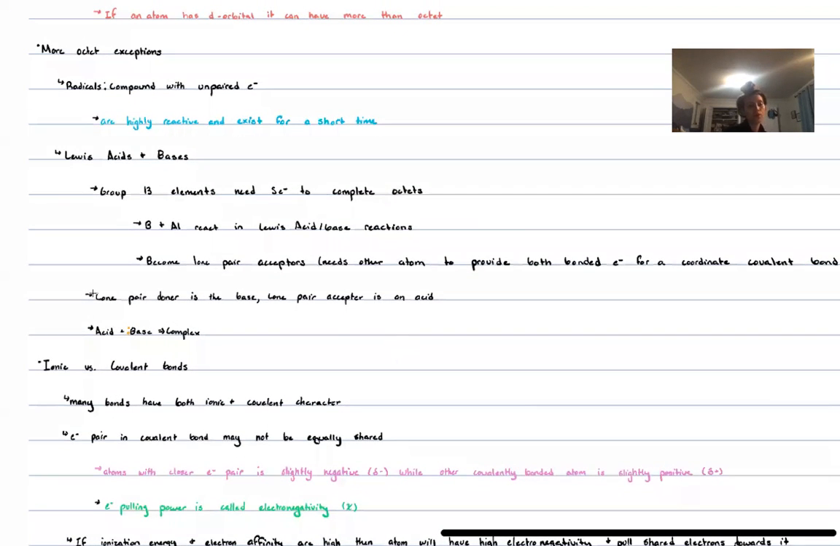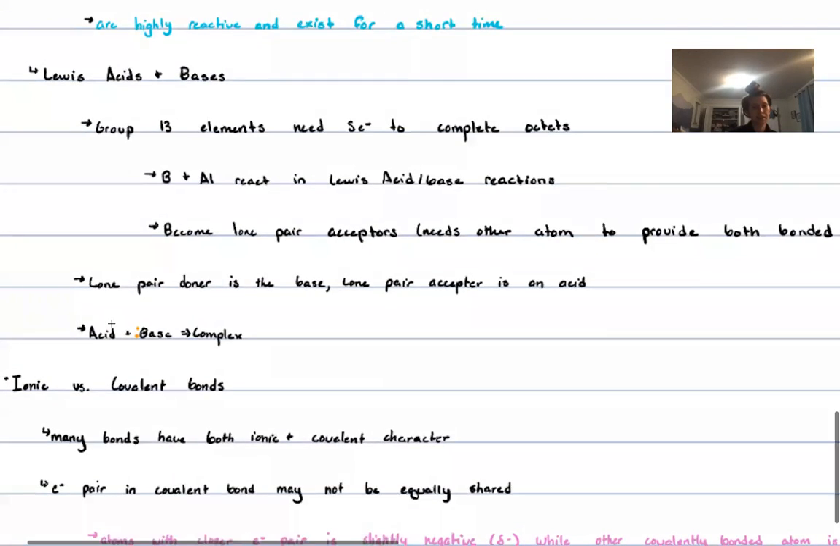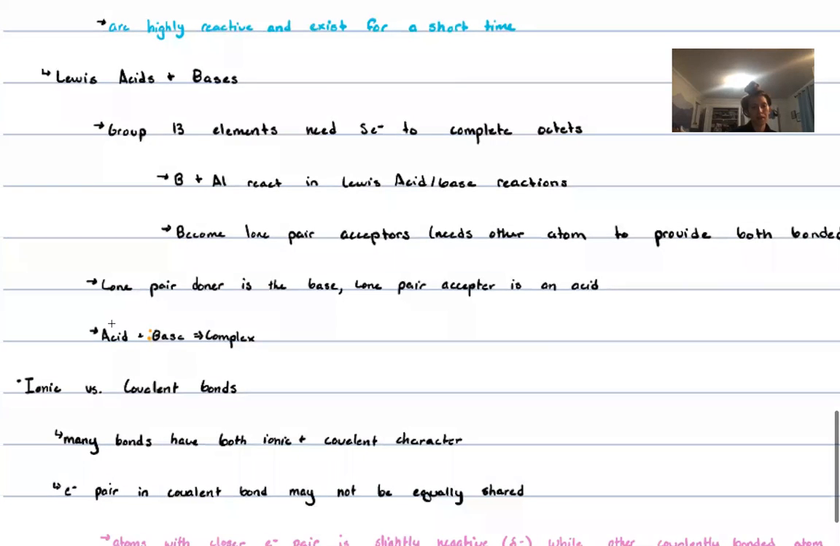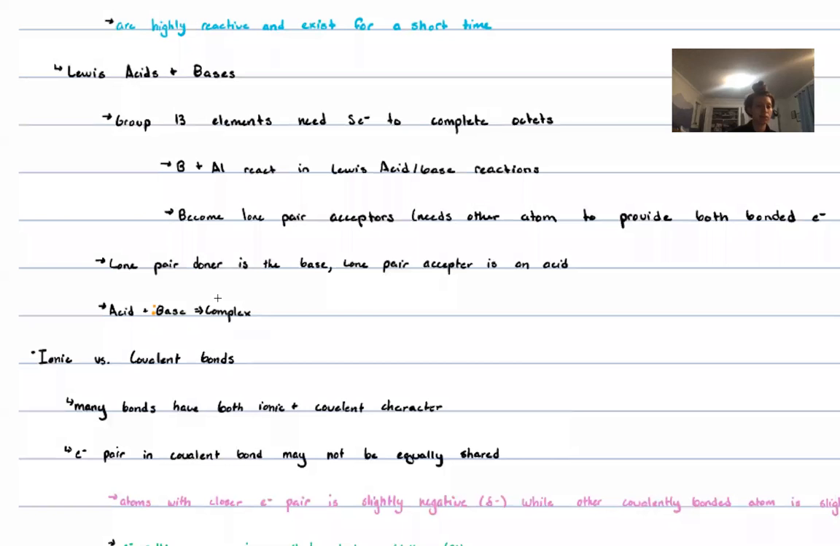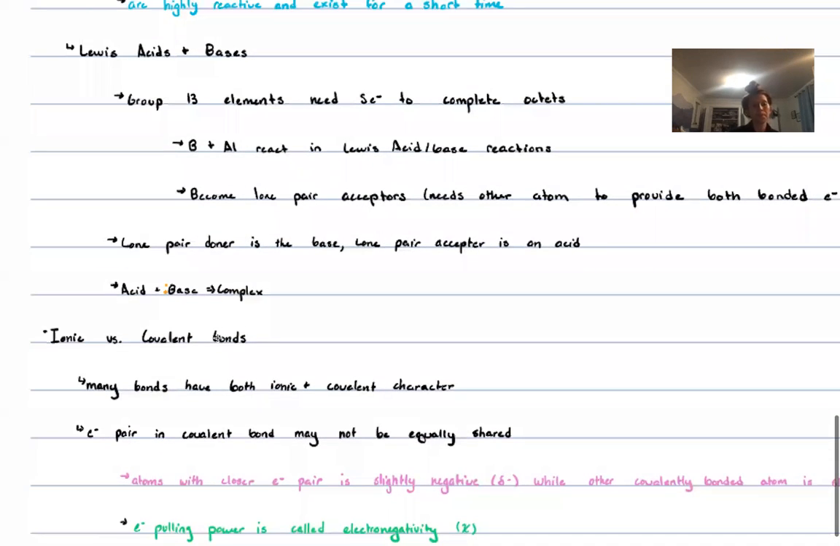Okay, so for acids and bases, know that the lone pair donor is always going to be the base. That's the one that's going to give the pair away. And the lone pair acceptor is always going to be the acid. This is kind of like a picture of it. If your base is the one that's going to give it away, here's your acid that's going to be taking it. And that is what forms your Lewis acid-base complexes.